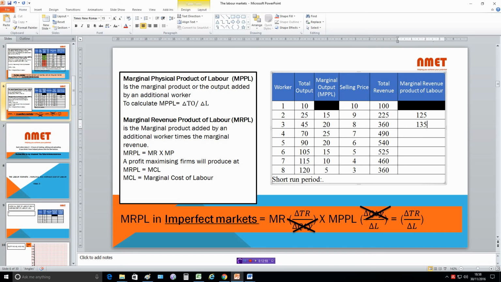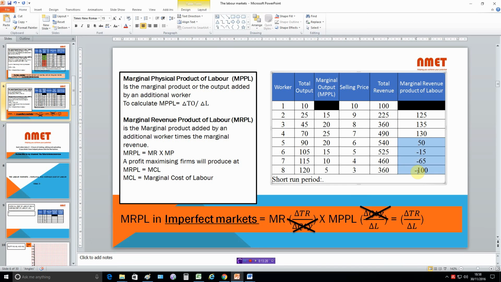So 360 less 225, how much would that be? 135. Well done. 490 less 360? 130. 540 less 490? 550. Okay. 540 less 525, or 525 less 540? That's minus 15. And this is declining.